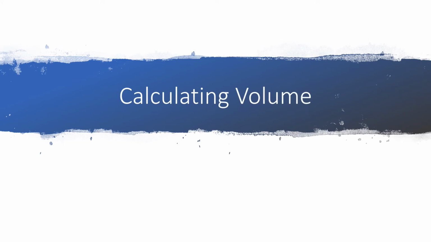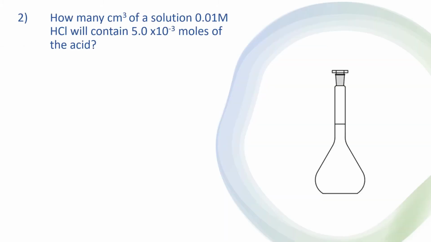In the next examples, we are going to calculate the volume of a solution that contains a certain number of moles or a desired number of grams of solute. In this particular case, we need to calculate the volume of a solution that will contain this amount of moles of hydrochloric acid, and the concentration of the solution is 0.01 molar. We need to know how much volume will contain 5 times 10 to the negative 3 moles of, in this case, hydrochloric acid.